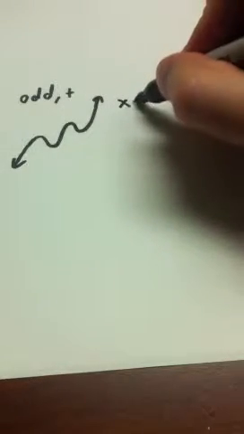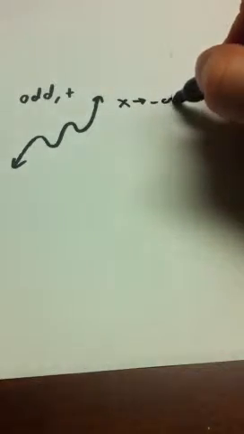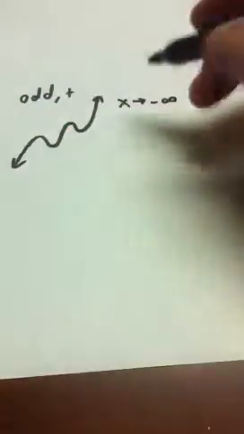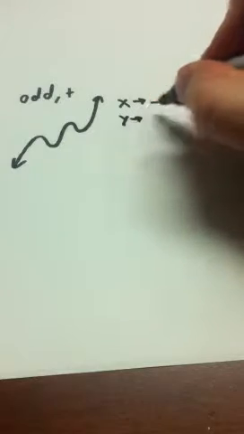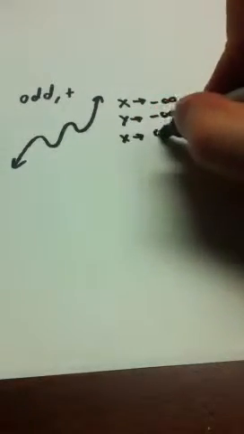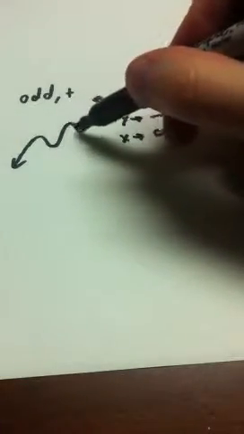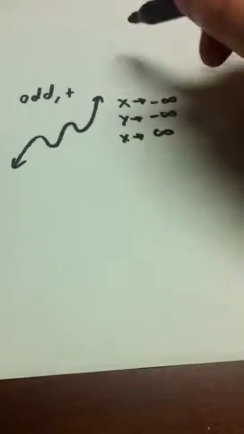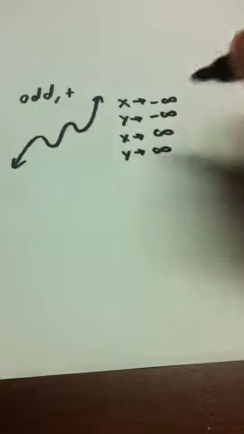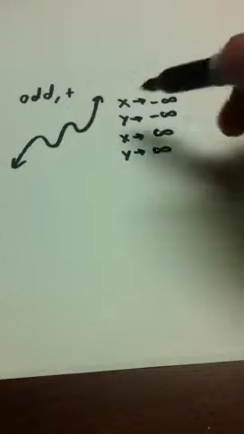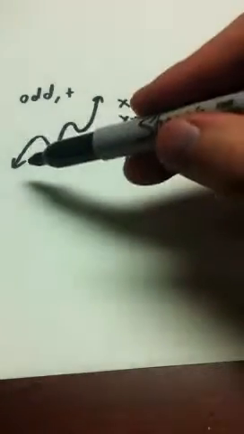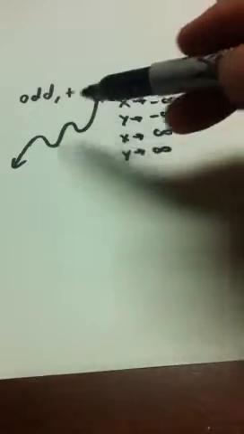So my end behavior again, as x goes to negative infinity, that means as I move left on the graph, I'm going down. So y goes to negative infinity. And as I go to the right, so as x approaches positive infinity, as I move right on the graph, I'm going up, up, up. So y goes to positive infinity. And so again, odd with a leading coefficient that's positive, it's going to start low and end high.